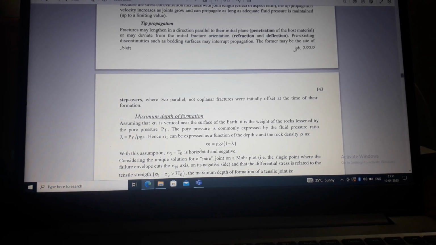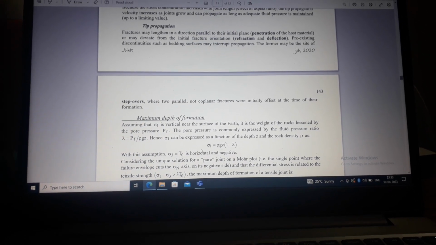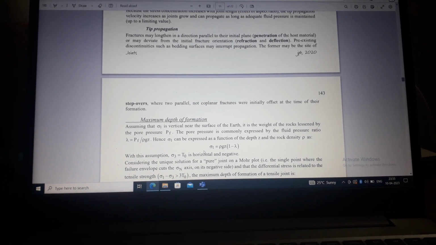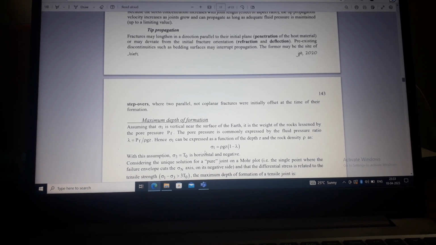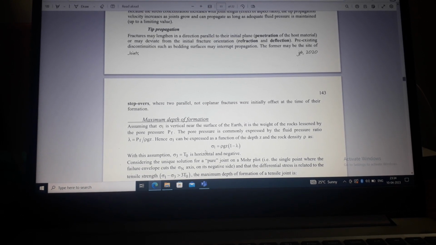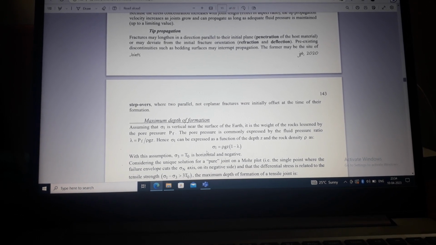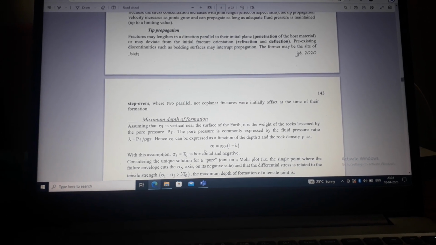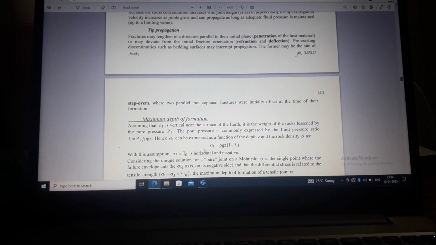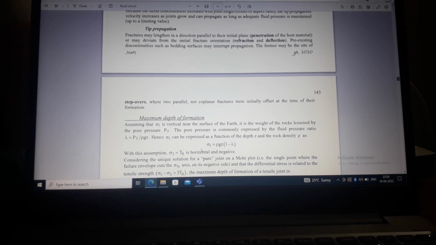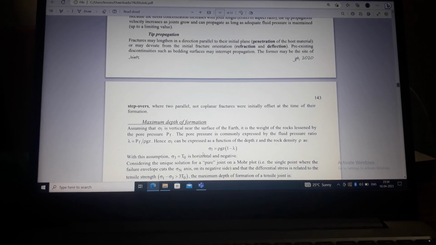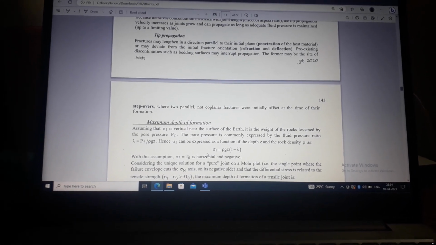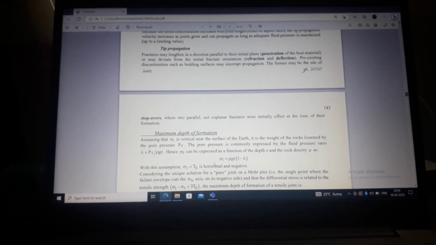Assuming that sigma 1 is vertical near the surface of the Earth, it is the weight of rocks lessened by the pore pressure Pf. The pore pressure is commonly expressed by the fluid pressure ratio lambda, equal to Pf by rho g z. Hence, sigma 1 can be expressed as a function of the depth z and the rock density rho as sigma 1 equal to rho g z into 1 minus lambda, with the assumption sigma 3 is equal to minus T naught, the horizontal and negative.